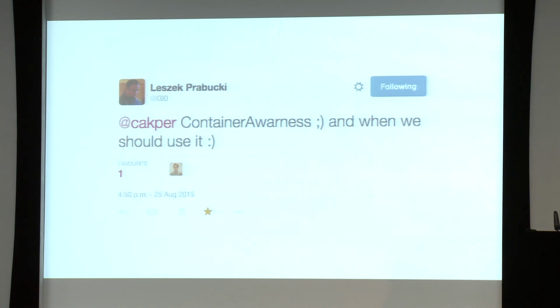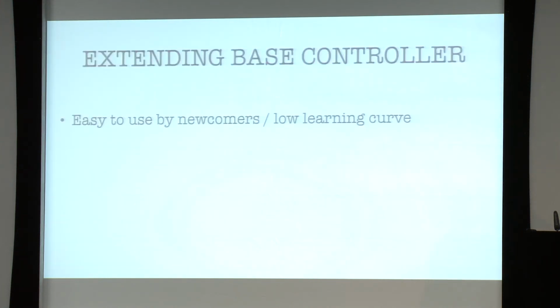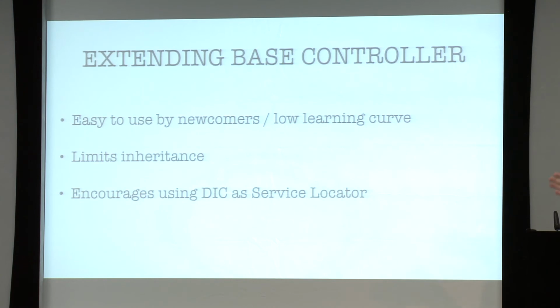Okay, there was another question asked on Twitter. What about the container-aware interface, and when should we extend the base controller? Extending the base controller has this advantage that newcomers have an easier life. They don't need to learn everything straight away, which is good, and I see that as a good point of using this. It limits inheritance, but I don't really care about inheritance anyway. So the problem for me is that it encourages using dependency injection as a service locator. As I said, that's a bad thing. It is also hard to unit test.